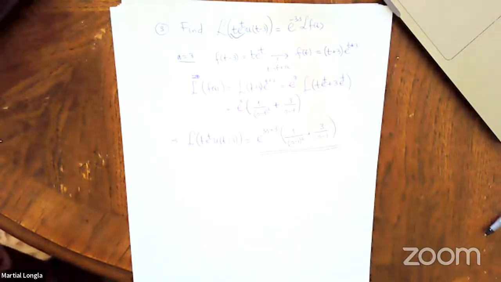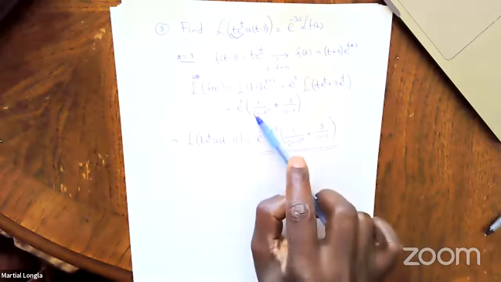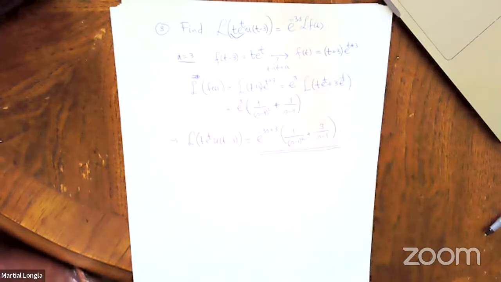And notice that this example combines the two translations, because what we did here is first translation theorem, and the whole thing was about second translation theorem. So this problem takes into account the two translation theorems.